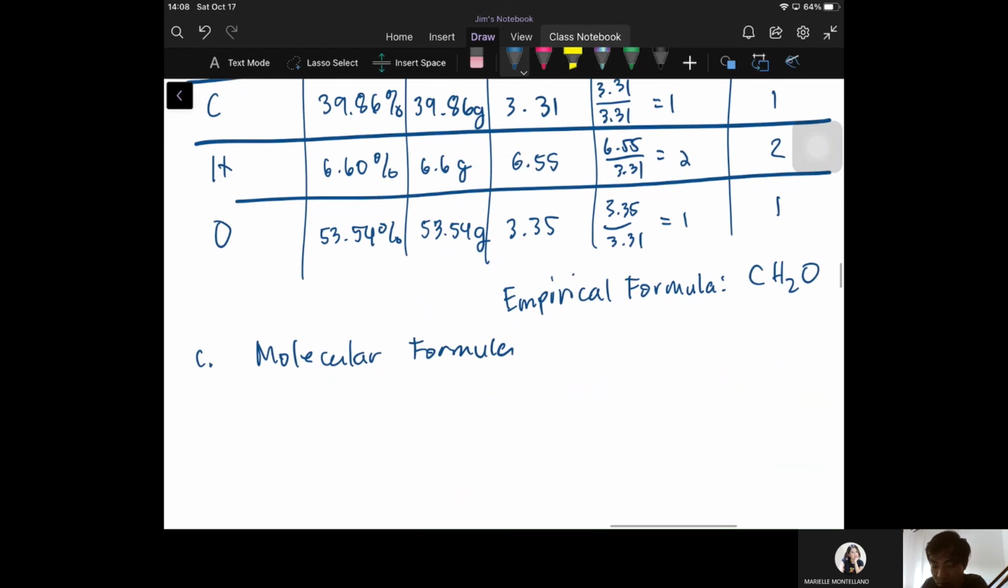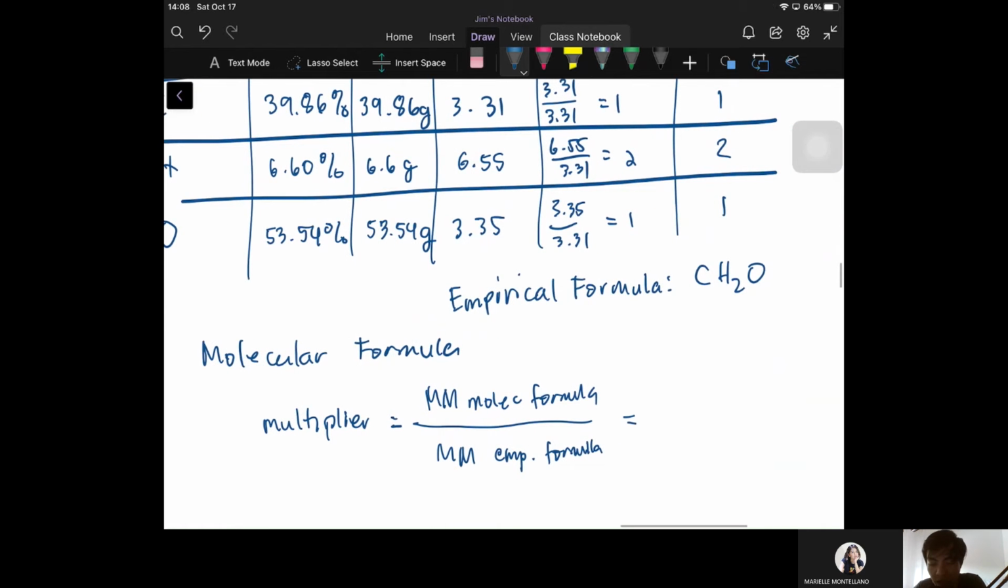Okay, so identify the multiplier. So, paano ulit kinukuha yung multiplier? Molar mass ng molecular formula divided by molar mass ng empirical formula.